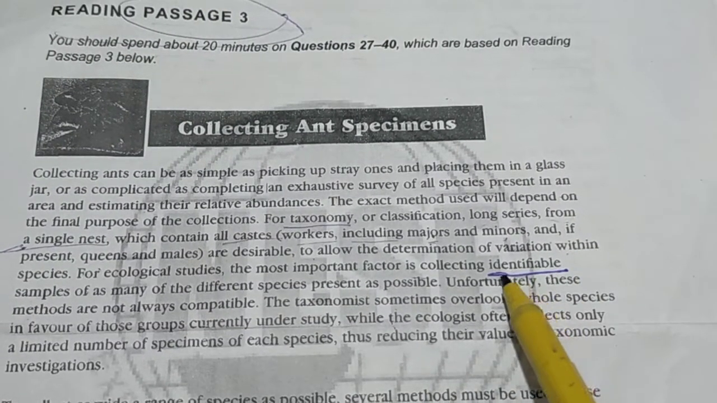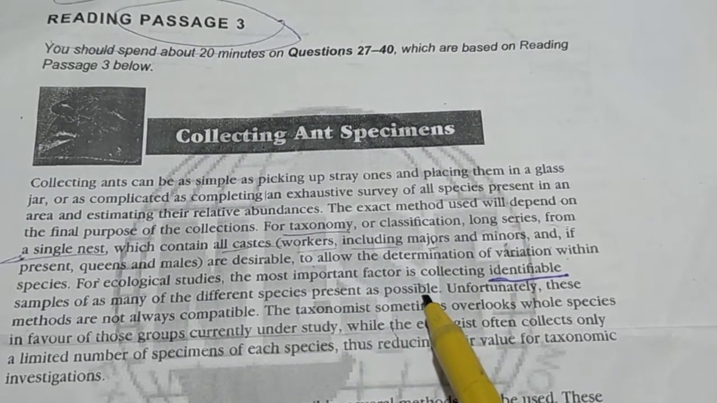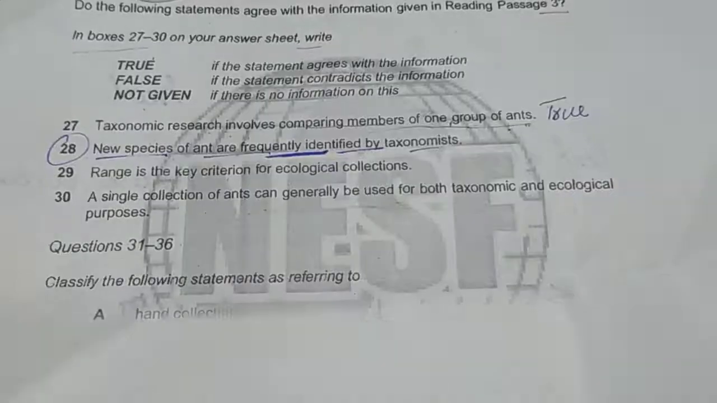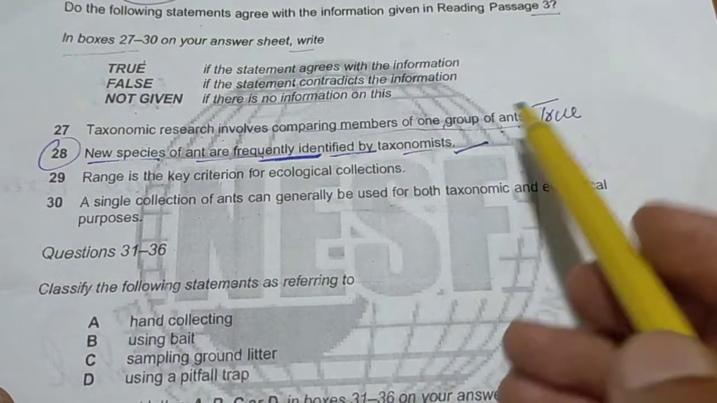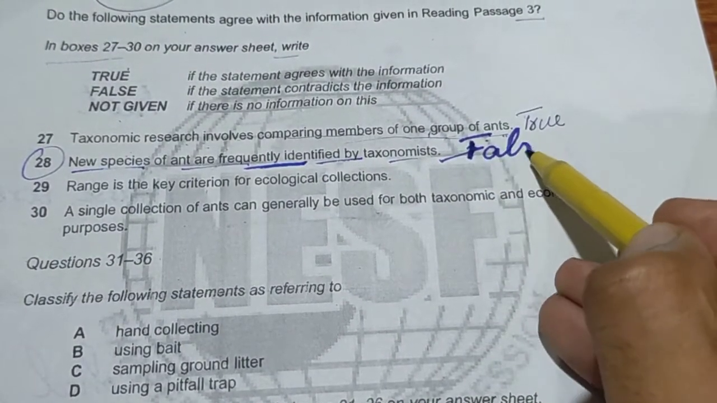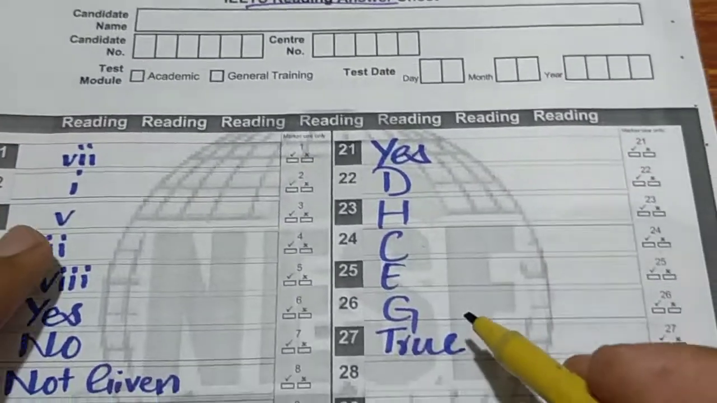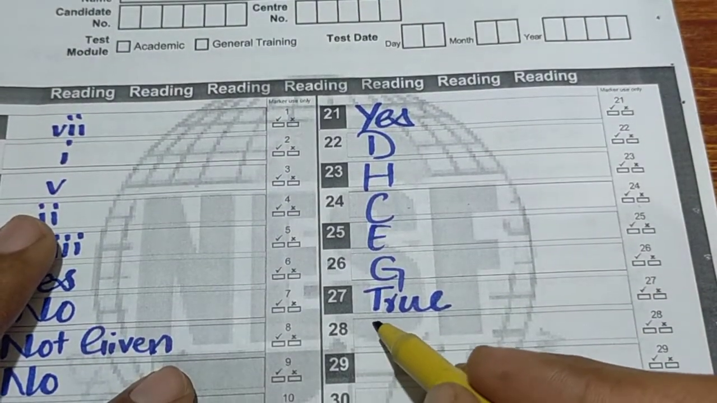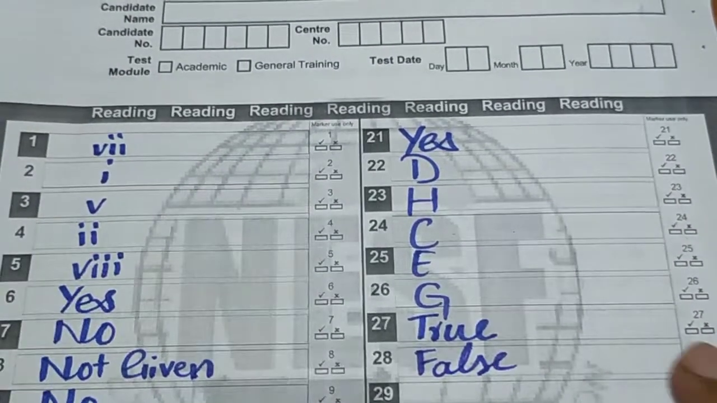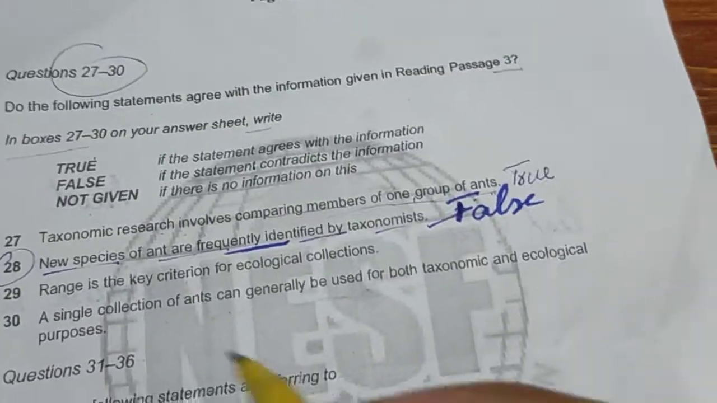So the word identifiable samples of as many of the different species present as possible is done by ecological studies, but in the statement it is written by the taxonomist. So this statement contradicts the writer's information, so it will be false. We will also write false in the IELTS reading answer sheet below the true. Now we will read our next question, question number 29.